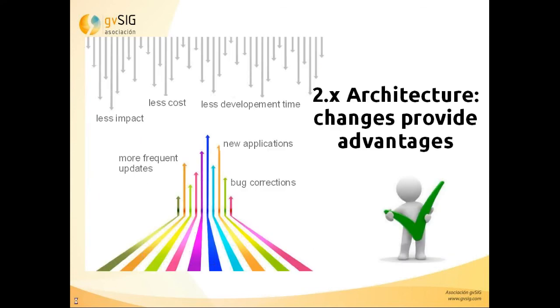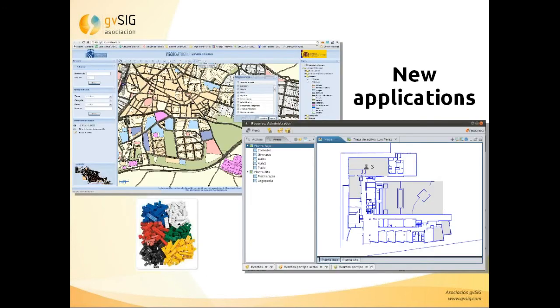What are the main advantages of this architecture? There's less impact in gvSIG 2. The development time is decreased, so the cost is reduced. The new versions can be released frequently. It's easy to develop new applications and fix the bugs. The new applications can be developed from the pieces of gvSIG.